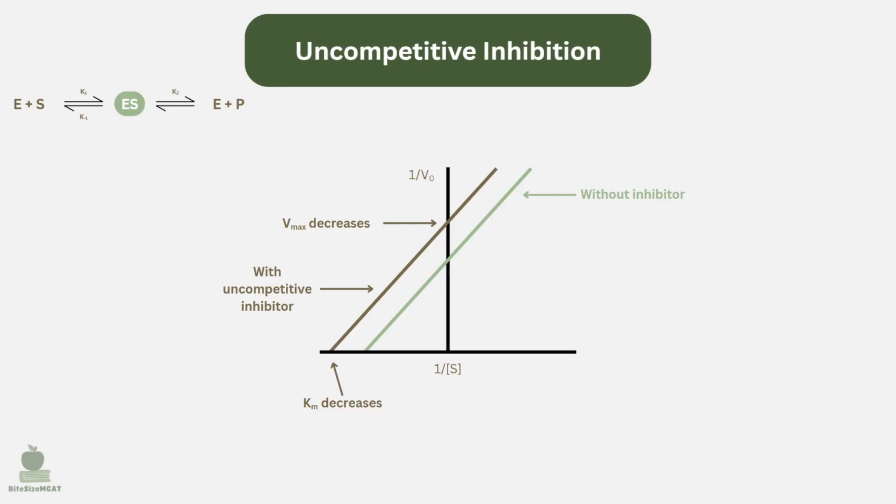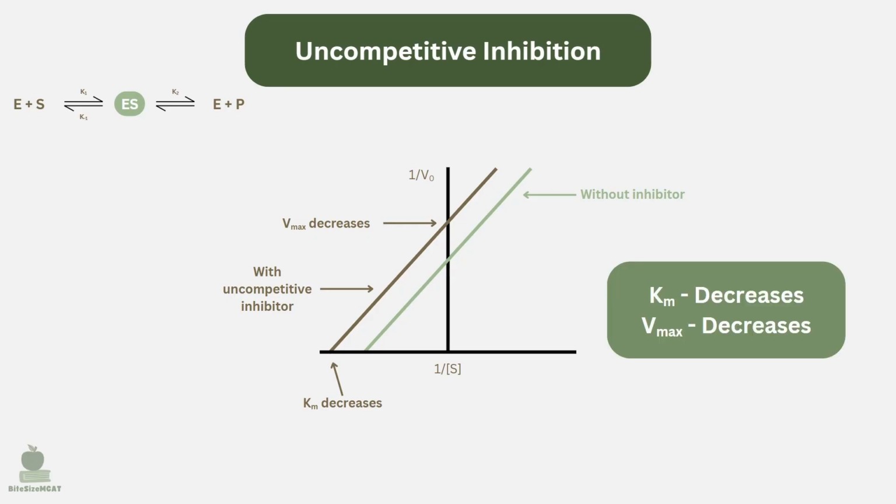Km also decreases because the inhibitor binding to the enzyme leads to the ES complex being sort of locked and inactivated. This reduces dissociation, which correlates with an increased affinity and lower Km. So, overview. Uncompetitive inhibitors bind to a separate site on the ES complex only, and this leads to a lower Km and a lower Vmax, which generates these parallel lines on the Lineweaver-Burk plot.